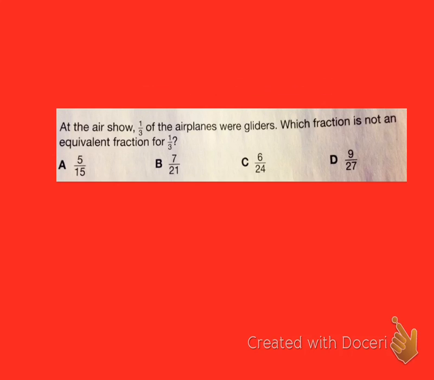Ooh, I have a question. Well, hold on a second. Read this for me. At the air show, 1/3 of the airplanes were gliders. Which fraction is not an equivalent fraction for 1/3? Ooh, I know. It's B.